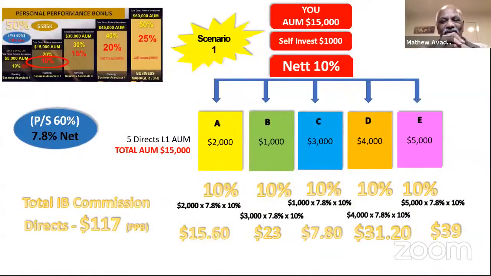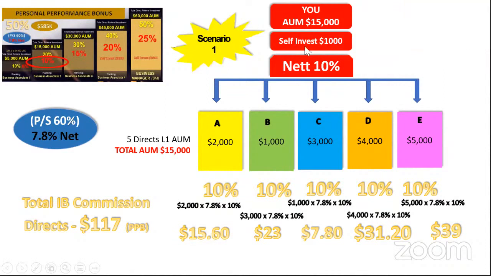Right, so now let's look at scenario 1. Scenario 1 is we're saying you qualify, you have a self-investment of $1,000. The top number is blocked by my Zoom. Is that the 15,000? Okay, so you have $15,000 at level 1.